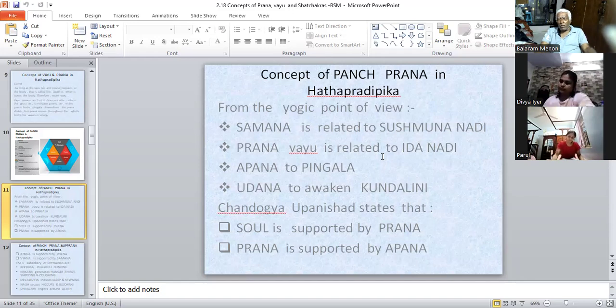How many are Ashtakumbhaka pranayama, Divya? What are the Ashtakumbhaka pranayama as per Hatha Pradipika? First is Surya Bhedana. Then you have Sheetali, Sheetkari, Bhastrika, Bhramari, Plavini, Murcha. One I'm missing. Sheetali, Sheetkari, Bhastrika, Bhramari, Surya Bhedana, Murcha, Plavini, 7.